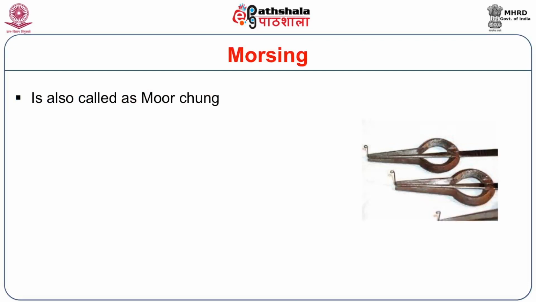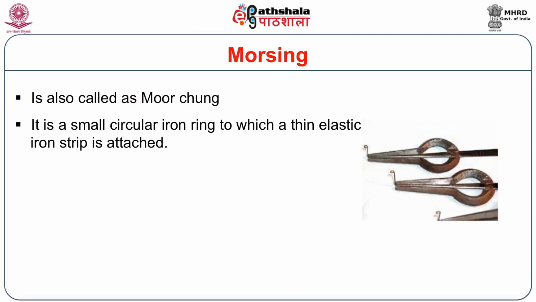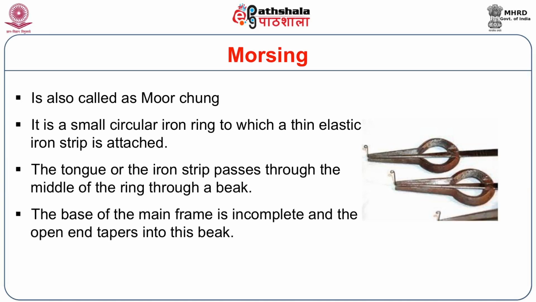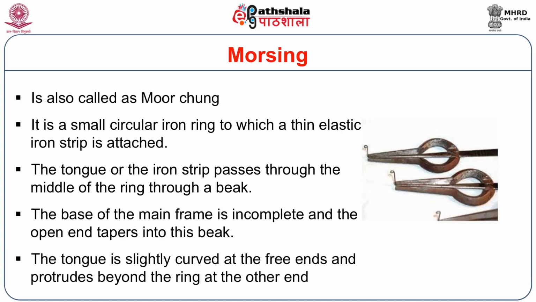The next instrument that we are going to deal with today is the morsing. It is also called the moorchang. It's a small circular iron ring to which a thin elastic iron strip is attached. The tongue or the iron strip passes through the middle of the ring through a beak. The base of the main frame is incomplete and the open end tapers into this beak. The tongue is slightly curved at the free end and protrudes beyond the ring at the other end.